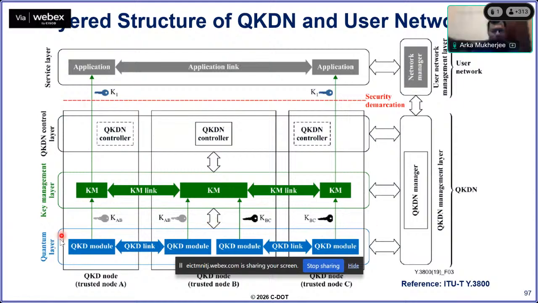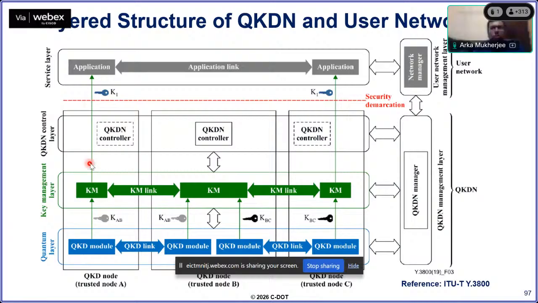So in the physical layer we have the quantum layer, and on top of it we have a key management layer. The role of this key management layer is that it takes the keys from the QKD modules and maintains their life cycle, because once a key is supplied to an application entity, we need to delete the key, since one key cannot be supplied multiple times. That would be a security issue. So it is responsible for key life cycle management, and on top of that we have a QKD control layer, and all these 3 layers are monitored by a QKD network management layer.